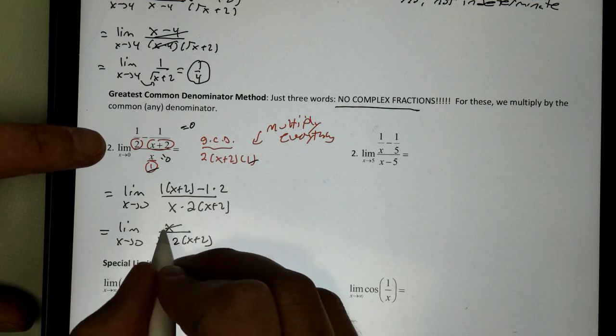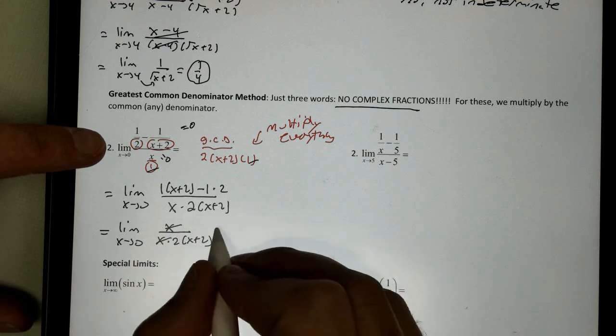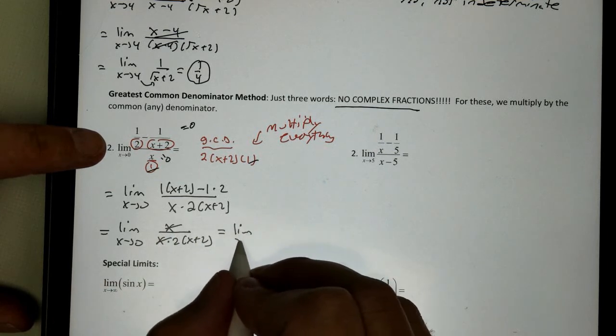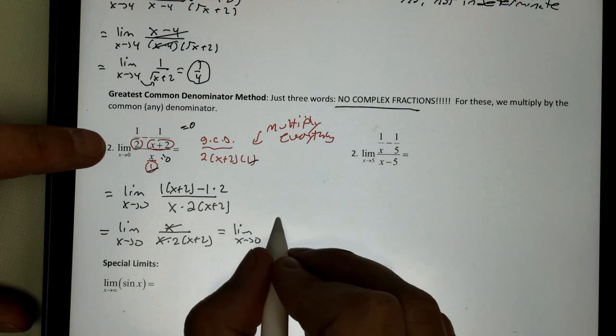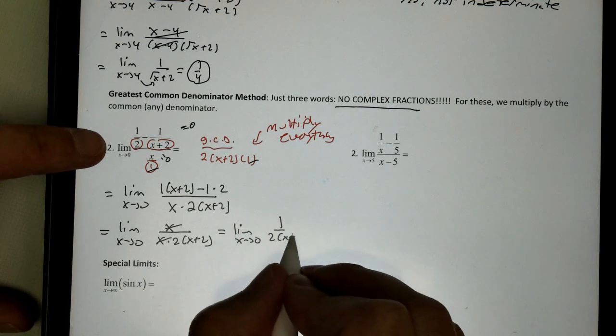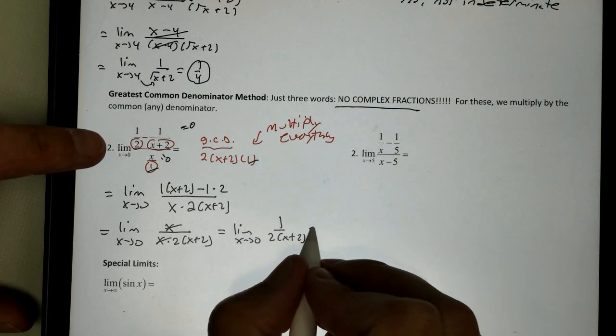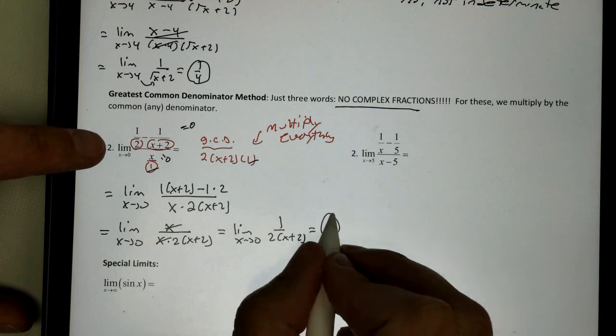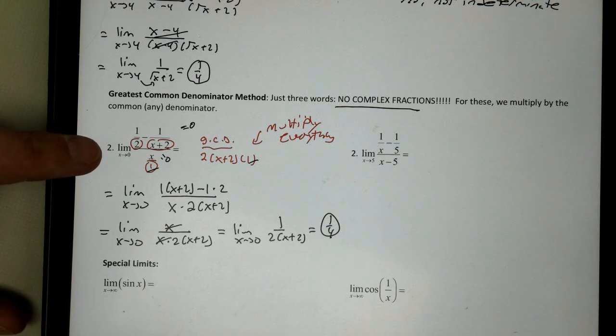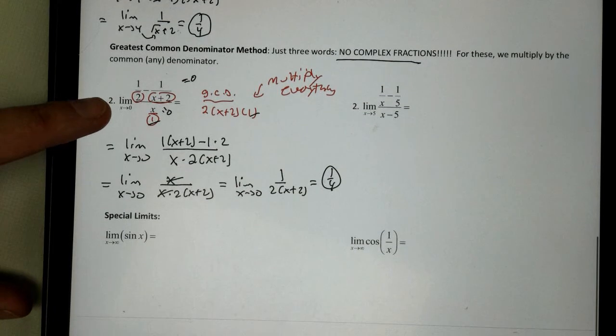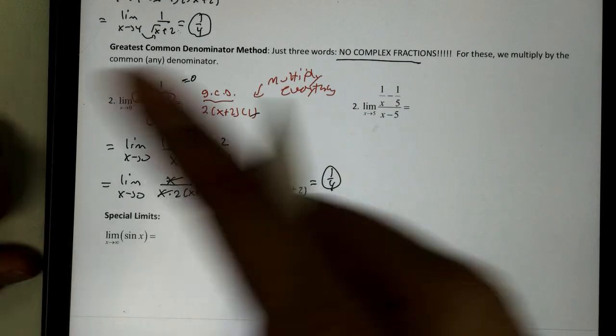And if you notice in this case, the x's do cancel. And if I rewrite my limit again, we're left with 1 over 2 times x plus 2. And if you plug in the 0, we get 1/4 right there. Very easy to do. Let's try number 2 here.